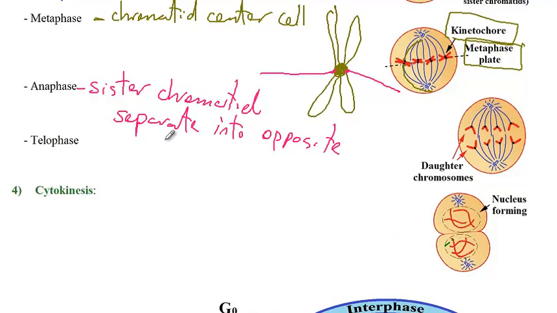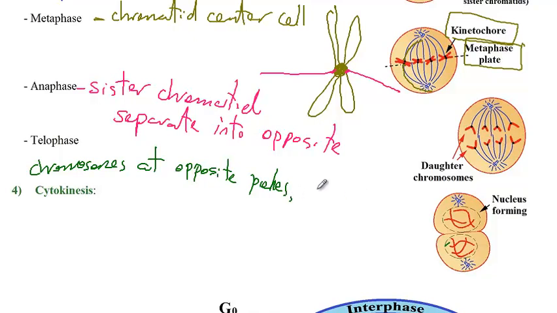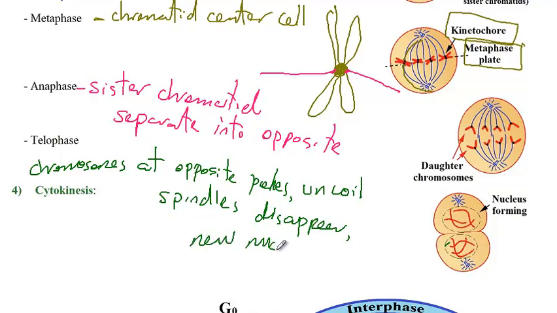So again, telophase, what happens here? The chromosomes have arrived at opposite poles, they start to uncoil, spindles disappear, and a new nucleus is being formed. Now the next stage is cytokinesis, which I've shown right here for you.